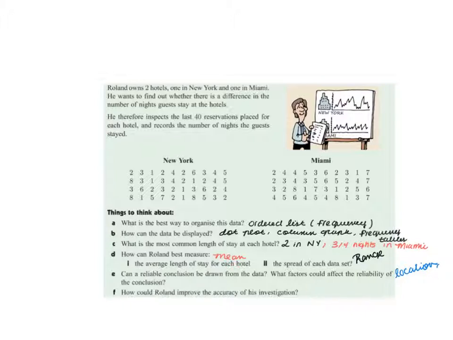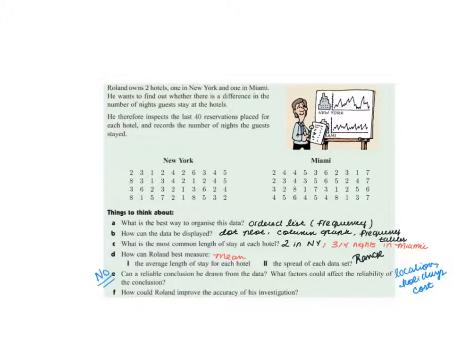Holidays, right. We just know that he looked into the last 40 reservations. We don't know what time of year he looked into those last 40 reservations, right? What else? The cost. Yeah, the cost, certainly. So because we have all of these underlying factors that he hasn't accounted for, can we draw a reliable conclusion from the data? I would say no, right?